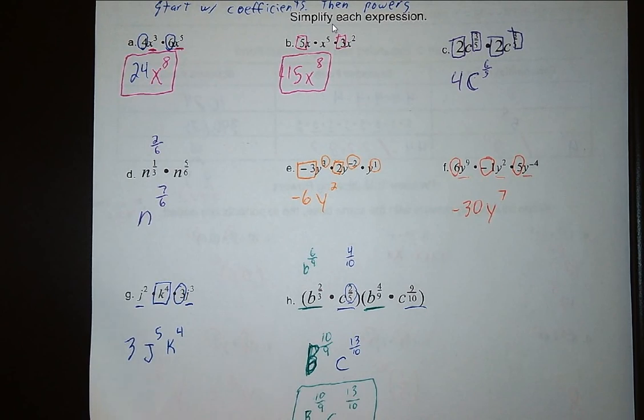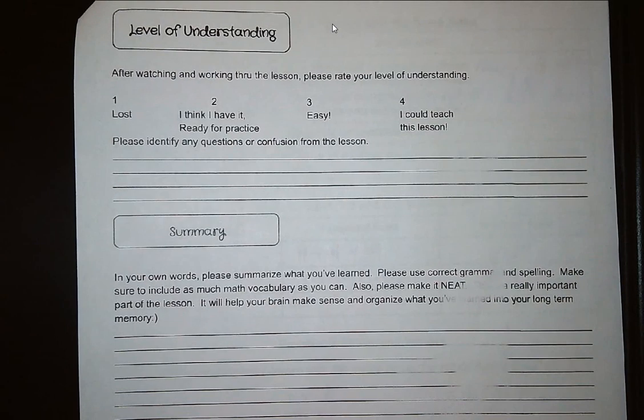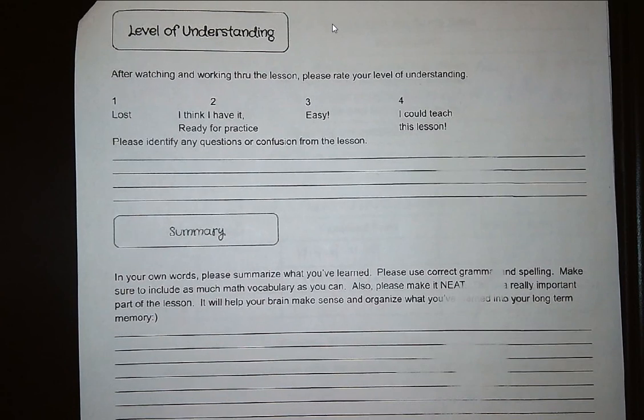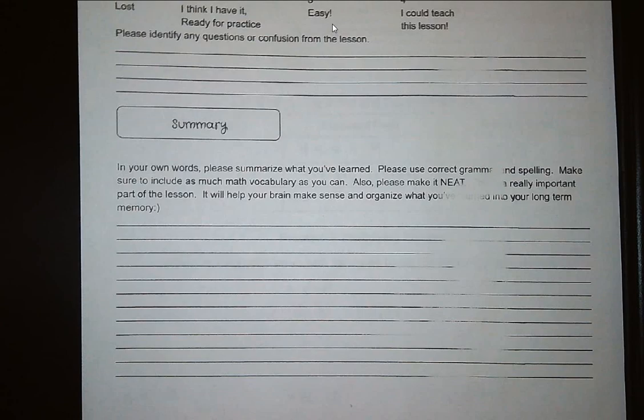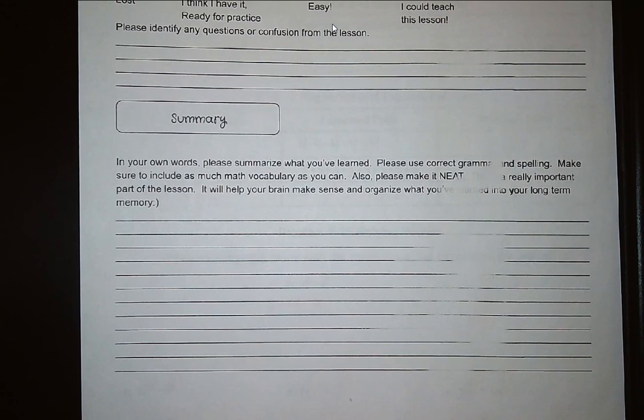So make sure that you fill out your level of understanding. Rate yourself 1 through 4. I'm totally lost, to I could teach this lesson. And make sure you write a summary of what you learned in this lesson and what the rule for multiplying powers with the same base is.